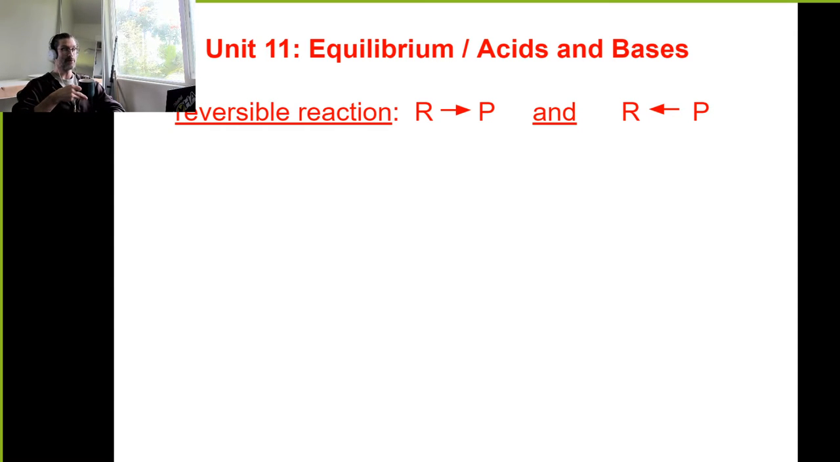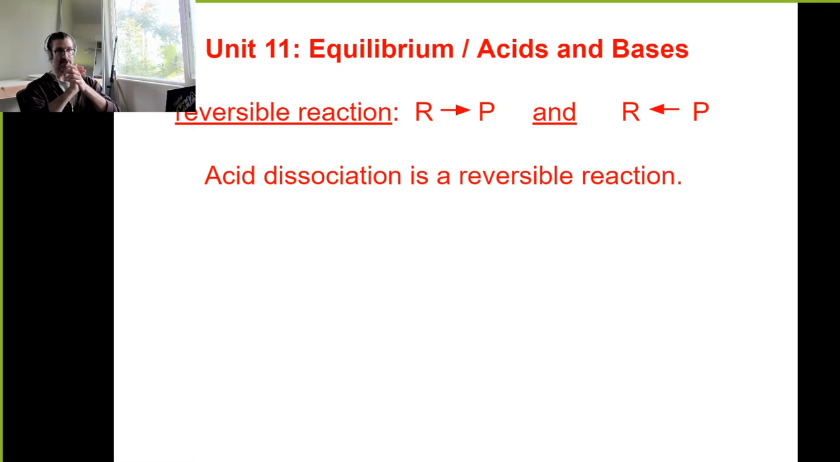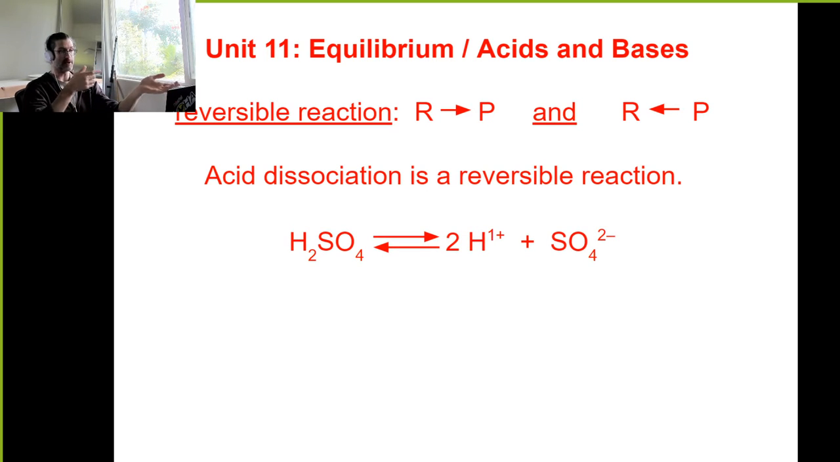All right. But this is what we've been talking about, equilibrium and acids and bases. When we talk about equilibrium, we're talking about a reversible reaction that can proceed either from the reactants to the products, or be reversed and proceed from the products back to the reactants. Why this matters is acid dissociation is a reversible reaction, and so is base dissociation. So it goes back and forth at equilibrium.